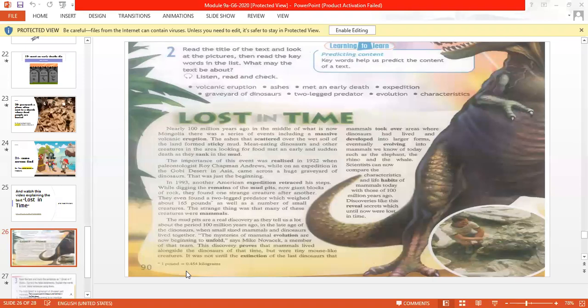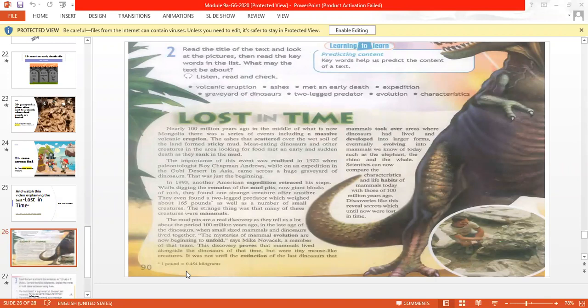The strange thing was that many of these creatures were mammals. So imagine, guys, they discovered fossils in the rock. It weighed 165 pounds. And these creatures, they were very small. The strange thing that these creatures, they were mammals.